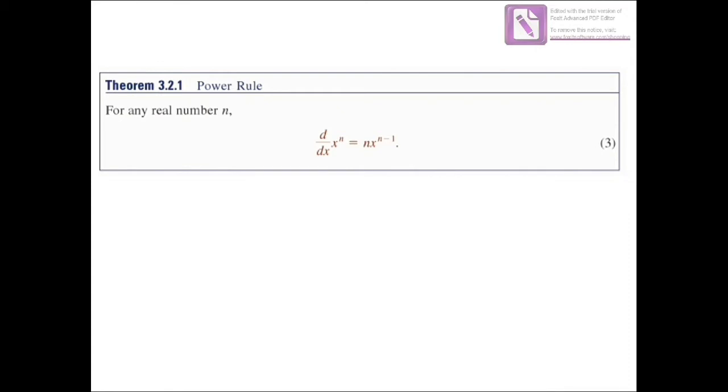For any real number n, the derivative of x power n will be equal to n multiplied by x power n minus 1. So the derivative of x power n will be given by n multiplied by x, and then we will subtract 1 from the power, it will be n minus 1.